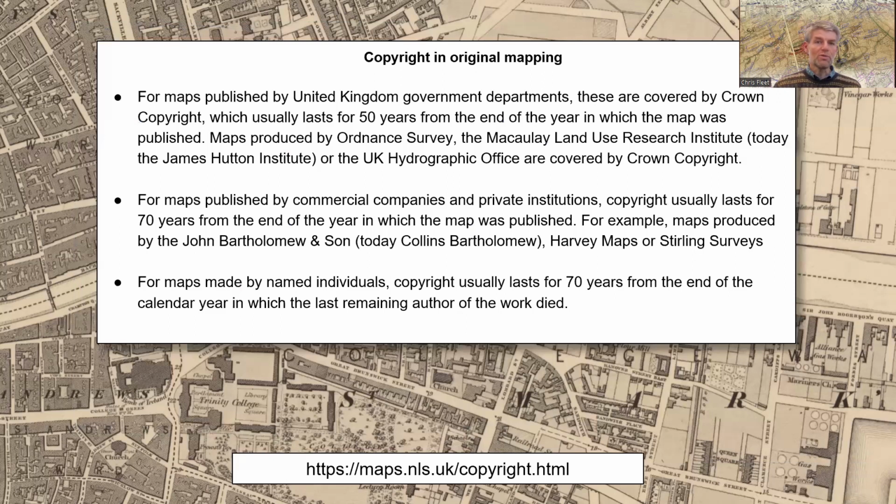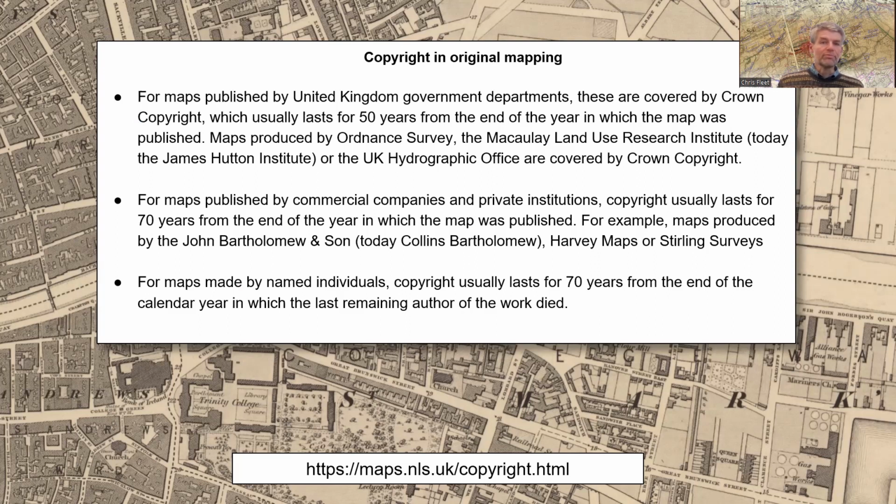Just a brief word too on copyright in the United Kingdom for maps published by UK government departments. These are covered by Crown copyright, which lasts for 50 years from the end of the year in which the map was published. And these include maps by Ordnance Survey or Admiralty Charts. For maps published by commercial companies, copyright usually lasts for 70 years.